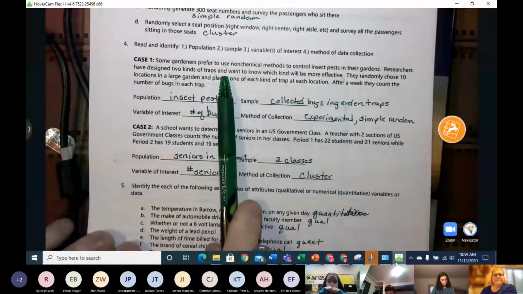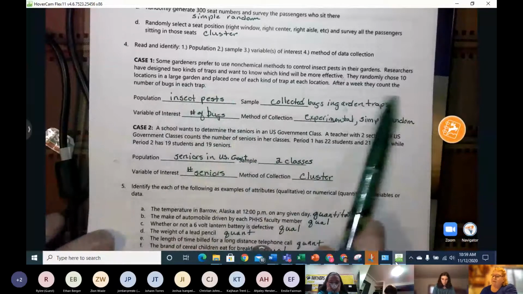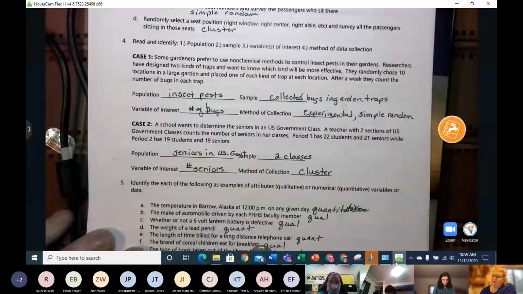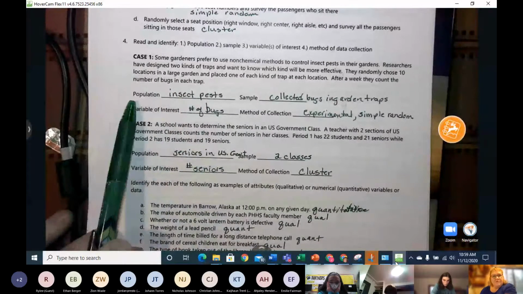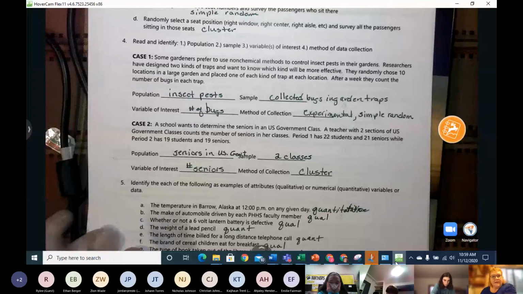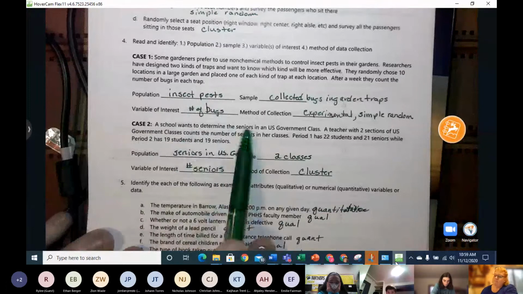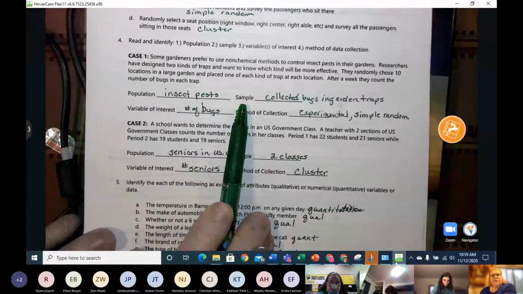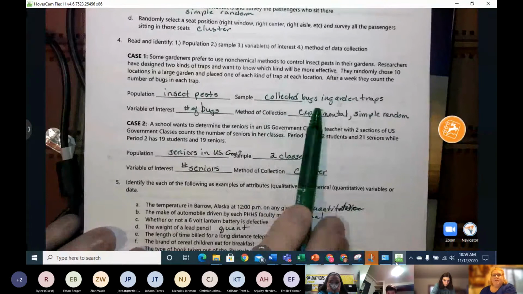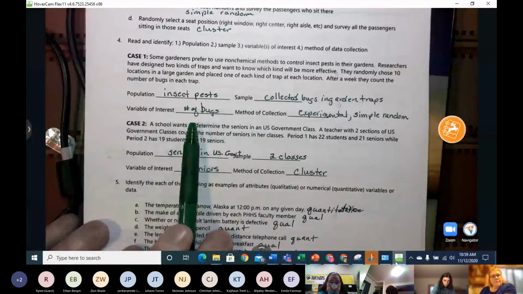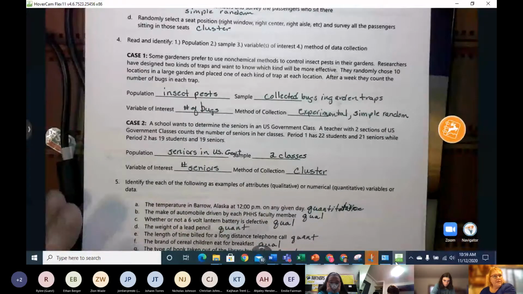They have traps. They apply 10 traps in the large garden, one of each kind of trap, and then they wait a time period and go back and see what the traps have collected. So the population, what are we trying to get information on? We're trying to get information on insect pest. The sample is only the insects that we collect from the traps. The variable of interest is the number of bugs that we collect.